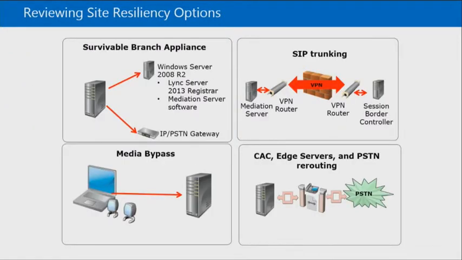So, the site resiliency options. What can we do from a site resiliency to give a remote site from where the main pool is an option to have resiliency should the WAN go down? So, the SBA has been long touted as a great solution, and it is, don't get me wrong, for voice resiliency, but that's all you've got.